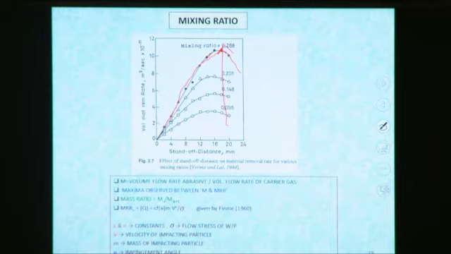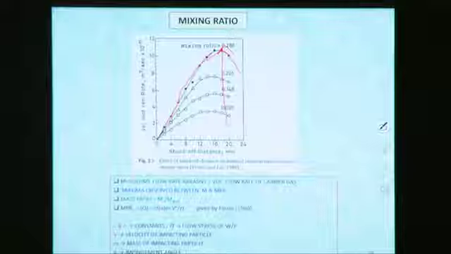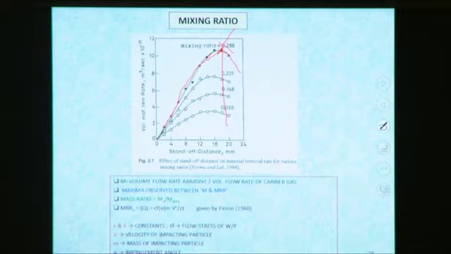So the volume flow rate of abrasive particles by the volume flow rate of carrier gas will give the mixing ratio. Maximum material removal rate is observed for a certain mixing ratio, and instead of the mixing ratio we can calculate the mass ratio also. So mass ratio is the flow rate of the abrasive by the flow rate of abrasive plus carrier gas.